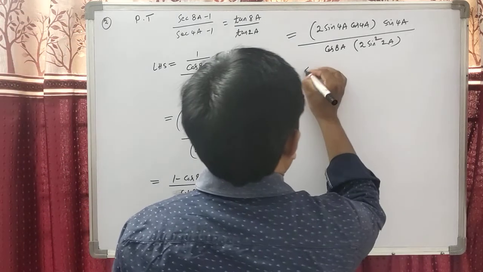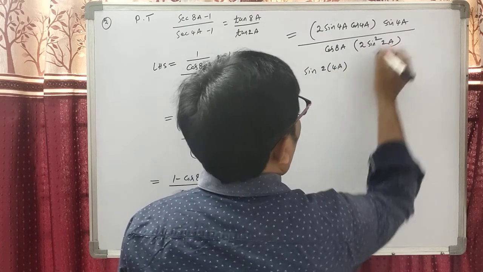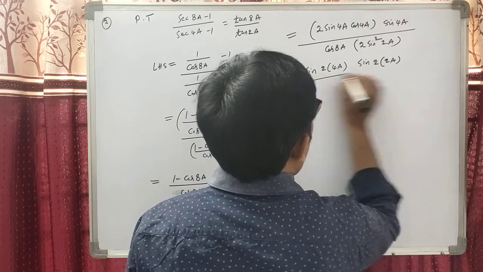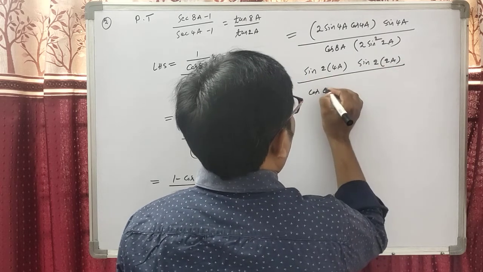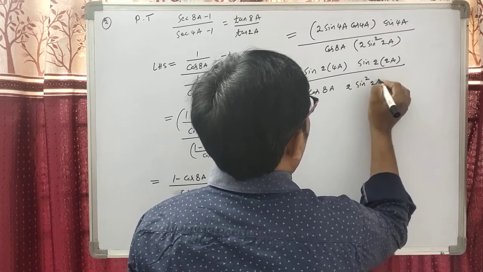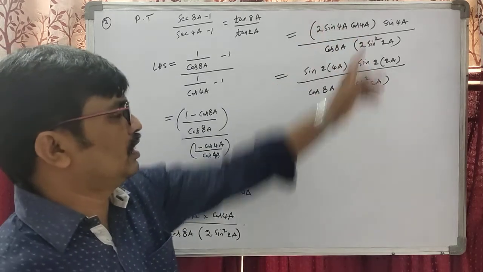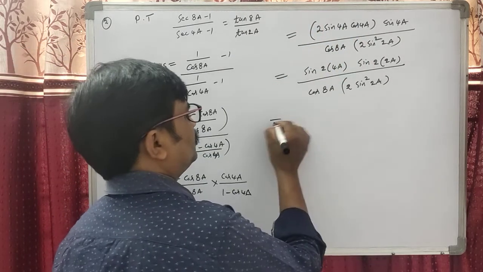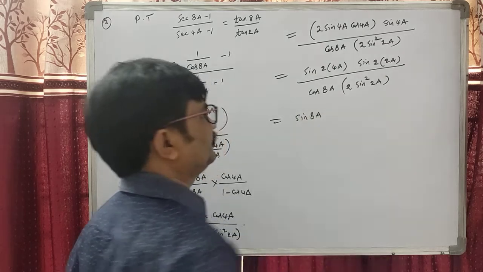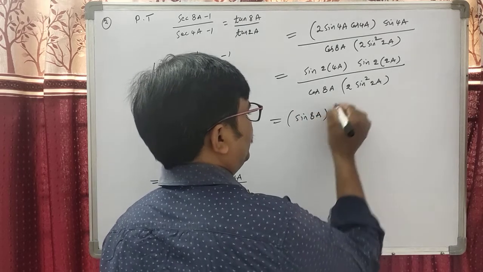Students, this can be written as sin of 2a, that is 4a. Now this can be written as sin 2 into 2a upon cos of 8a, 2 sin square 2a. My dear students, 2 sin a cos a is sin 2a. Therefore 2 into 4a is 8a, so this can be written as sin of 8a.